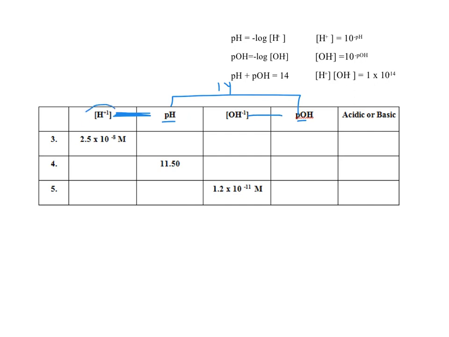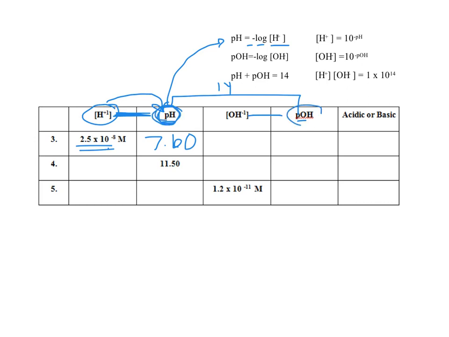So kind of like our first example, they've started us off with hydrogen. I immediately want to go to my pH scale. I just want to get out of those exponents. And so how do I calculate pH? We take the negative log of this number. So negative log of 2.5 times 10 to the negative 8th will give you a pH of 7.6.